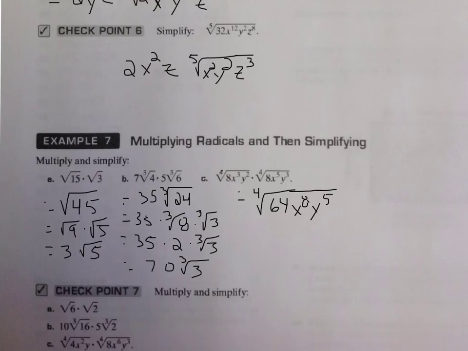We're going to break down 64 into perfect fourth roots. 2 to the 4th is 16. And 16 times 4 goes into 64. So I can break 64 into 16 times 4, and 16 is a perfect fourth root. So I got the fourth root of 16 times the fourth root of 4. Now we're looking at the powers. To take the fourth root of a power, we need 4 to divide evenly into that power. And 8 works, so we can just leave that as the fourth root of x to the 8th.